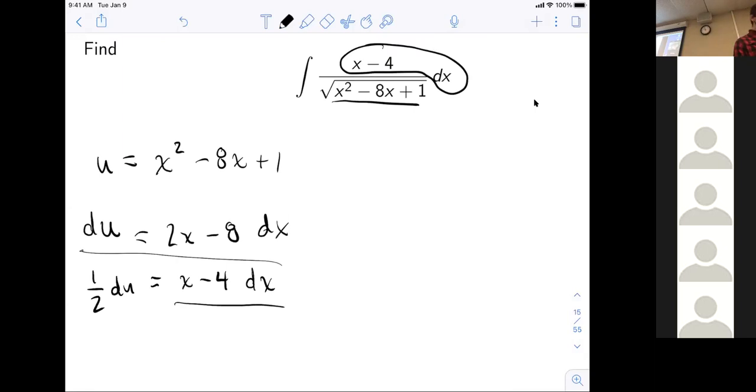So then this is really the integral. When I make my u substitution, I get the integral of, well, x minus 4 dx. I know that that is 1/2 du. So I'm going to write the 1/2 on the outside, du. That takes care of x minus 4 dx. And then divided by, what's the bottom? You guys tell me. What does that bottom become once I make my substitution?